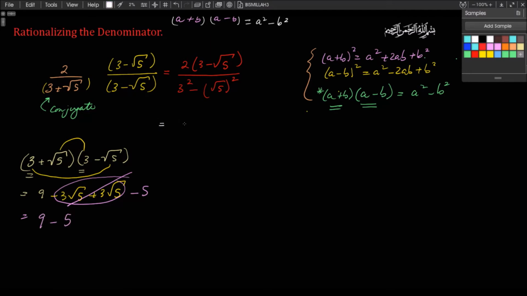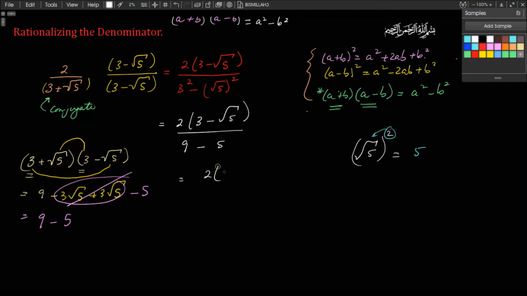Now, simplifying this, I would just keep the 2 over here for now. 2 times 3 minus square root of 5 like this. And the denominator becomes 3 squared is 9 minus square root of 5 squared is just 5. Now, I don't know how many times I say this to students. We have square root of 5 and squared. Now, what is this? And then they're puzzled. There's no reason to puzzle. When you take a square root and you square it, it's just 5 like this. So square root of 5 squared is simply 5.